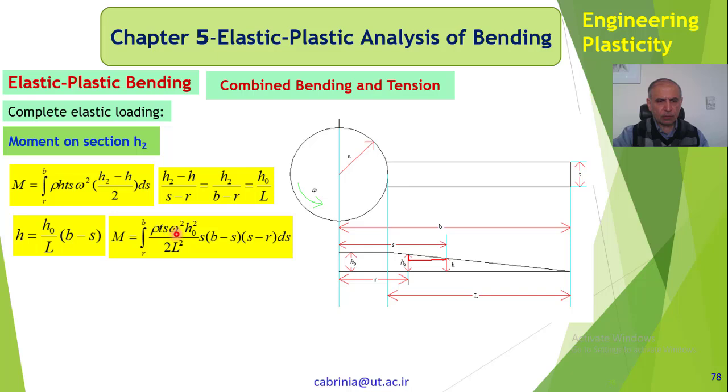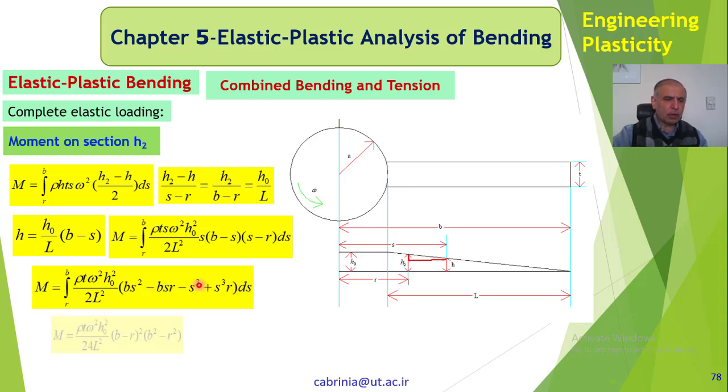Constants are rho, t, s, omega, h0, l. So we can take these out of the integration, and also here if we multiply these together we get bs squared minus bsr minus s cubed r ds. So I can integrate that one, and if I integrate and substitute these limits, I will finally obtain such a relationship. So that is the bending moment.